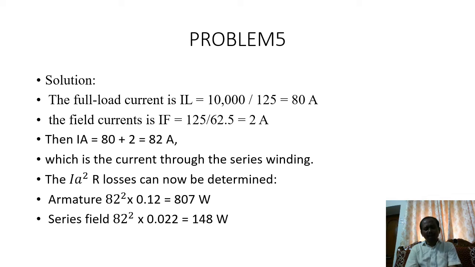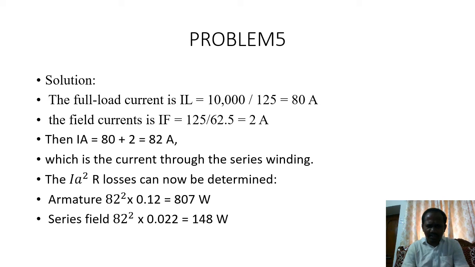So what type of winding was assumed here? A long shunt compound generator, as previously drawn. There is a series field winding which is in series with the armature. These two are in parallel with the shunt field winding across the load. So here Ia is equal to 80 plus Ish. What is the Ish?